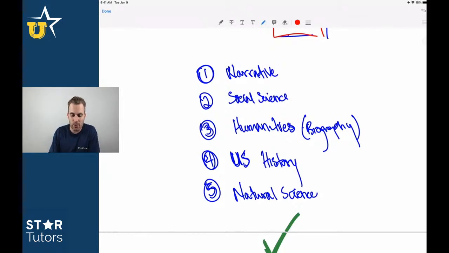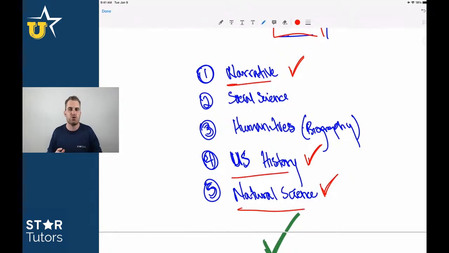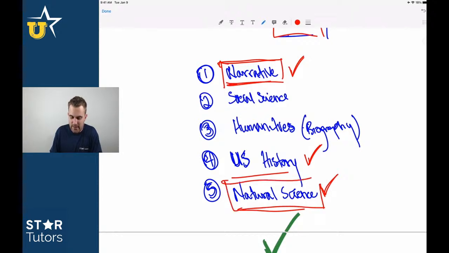So in this order, number 1, number 4, or number 5 tends to be somebody's least favorite passage. Very rarely do we see students not like passages 2 and 3, or at least not like them the most. The narrative, the U.S. history, and the natural science tend to be the ones that students like the least. Or on the flip side, some students really like these the most, especially number 1 and 5. Some students really like the narrative, and some students really like the natural science. Or they don't like those passages at all, and sometimes it's flip-flopped. If you love the narrative, you don't like the natural science. If you love the natural science, you don't like the narrative.